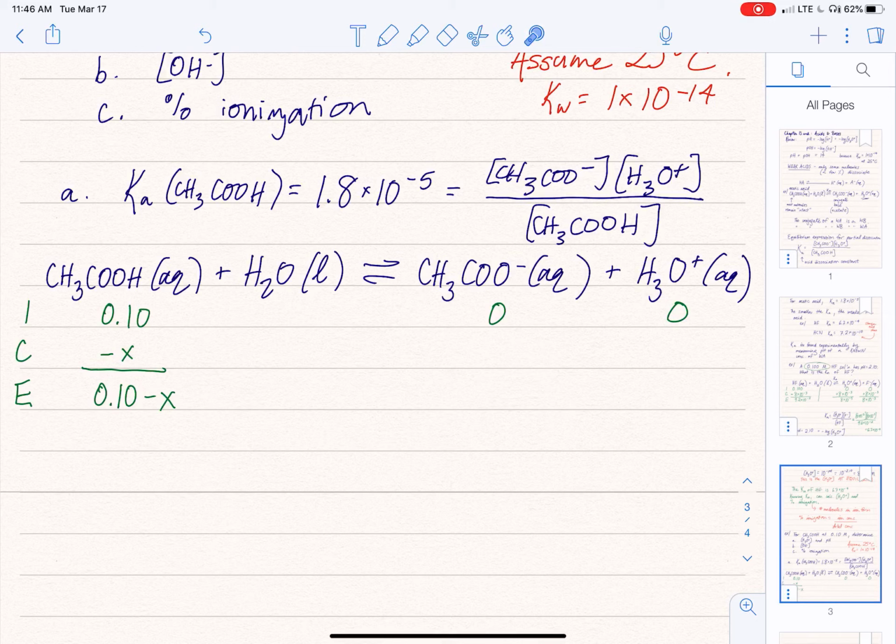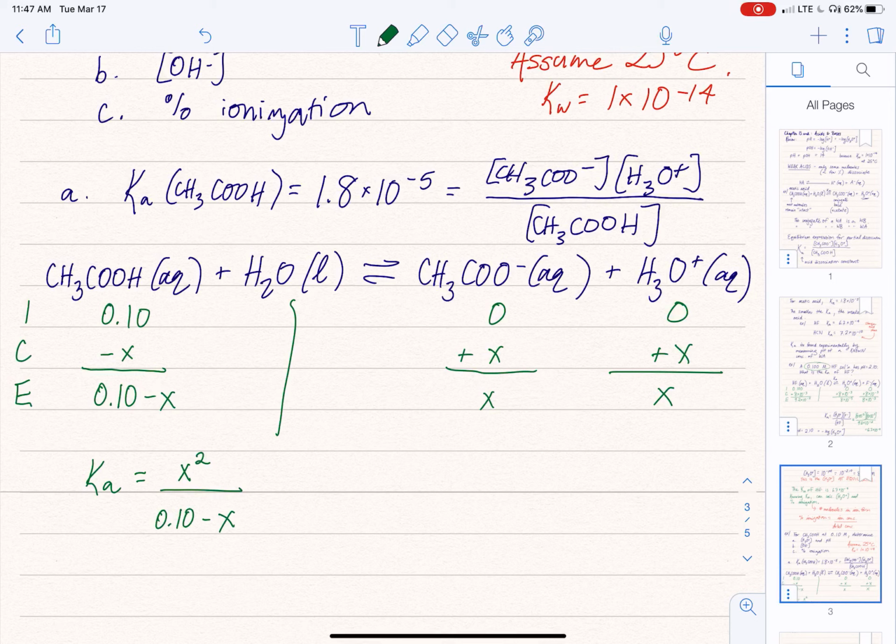Now, there's an equimolar stoichiometry here. I get 1 mole of acetate for every mole of acetic acid that dissociates. So that means that if I have negative x on the left side, I'm going to have positive x for the stuff on the right side. Once again, we don't care about water because it doesn't feature in the Ka expression because it doesn't have a concentration. So 0 plus x is x, 0 plus x is x. And now I have my so-called equilibrium concentrations, and I can plug them into the expression for Ka. So Ka equals x squared over 0.10 minus x.